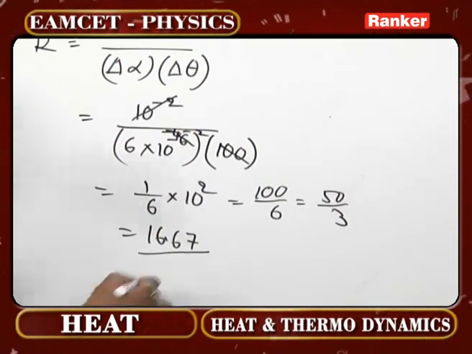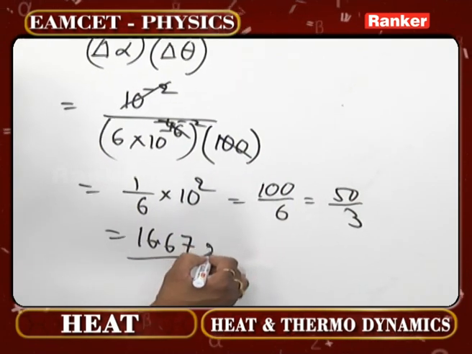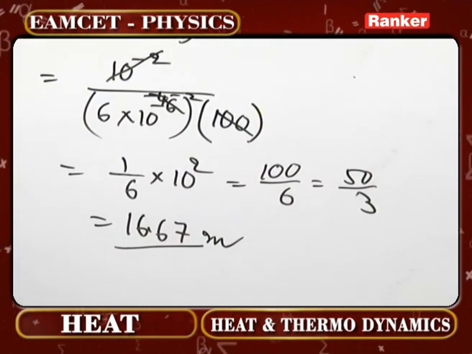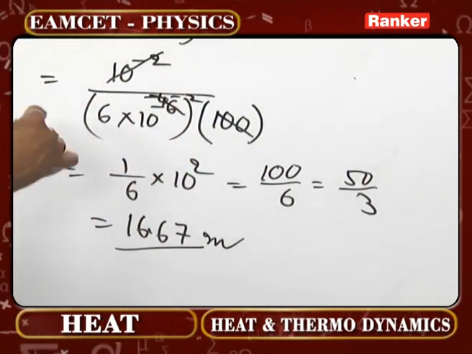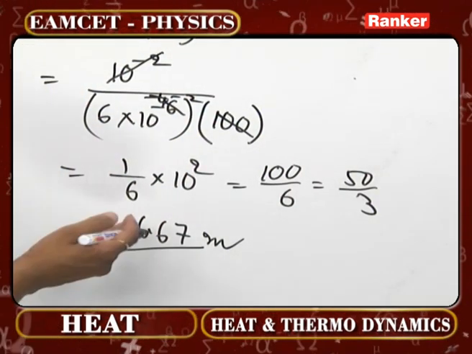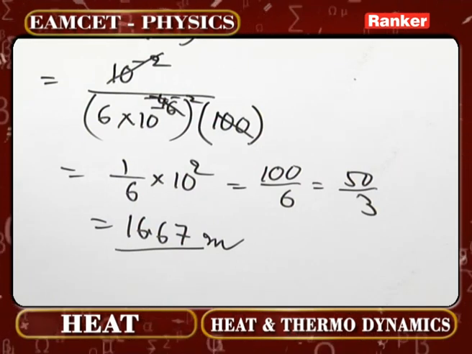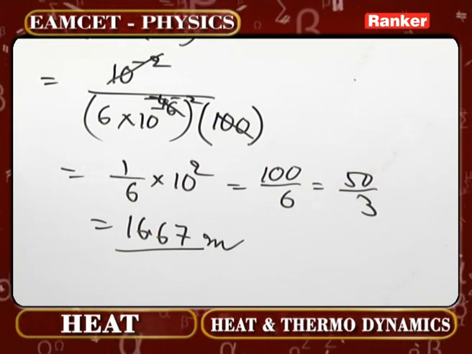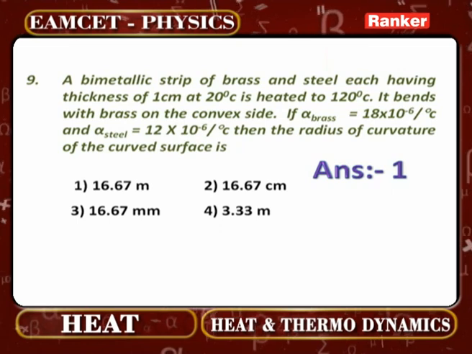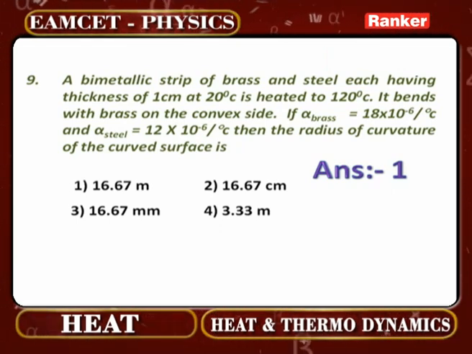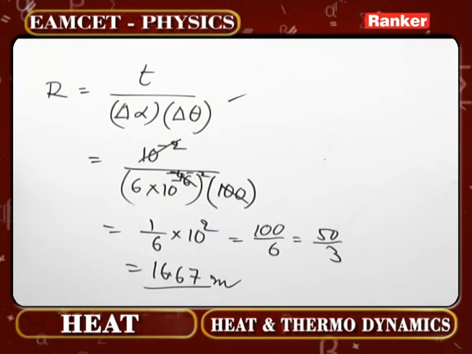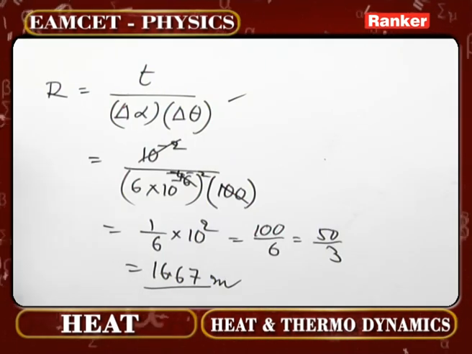16.666 like that. You'll be getting, which of course I can make that one as 16.67 meter. So what is the radius of curvature of that brass piece over there? It is going to be 16.67 meter. So which option is correct over there? You check it. Very first option, that's going to be correct. Okay, so this is the concept of bimetallic strip. Remember this formula thoroughly. Let us check the next problem.